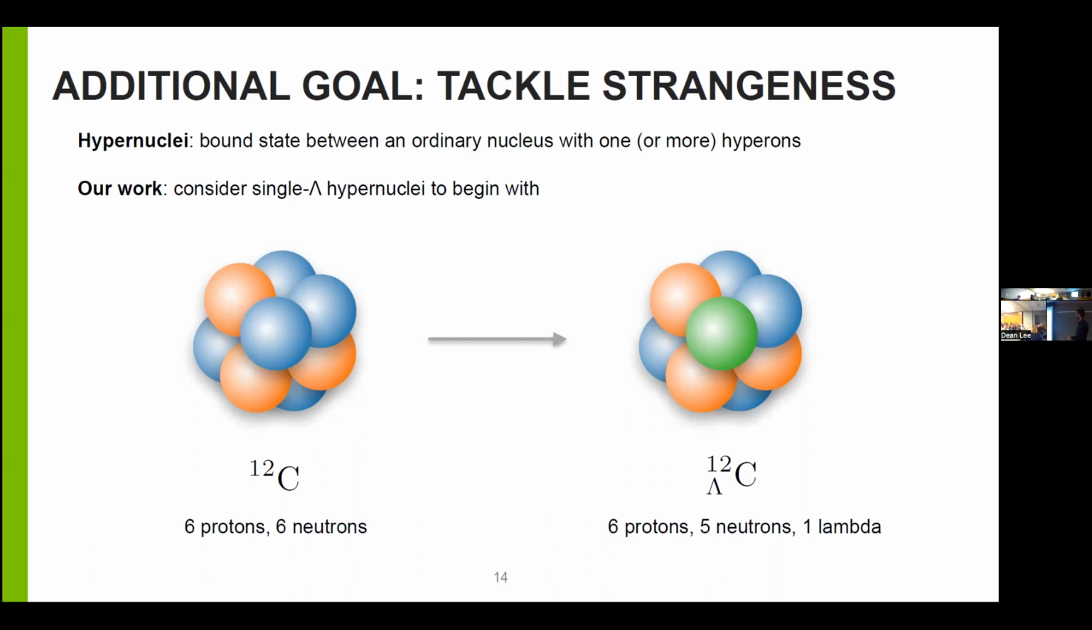So we go from carbon 12, which has 6 protons and 6 neutrons, to, for example, carbon 20 lambda, which has 6 protons, 5 neutrons, and 1 lambda particle.